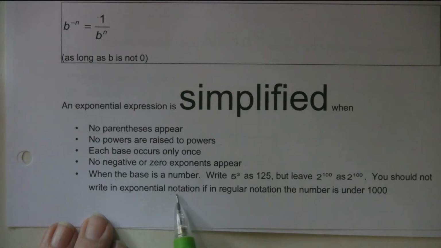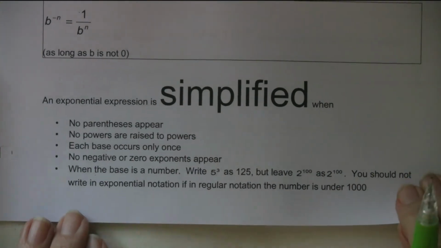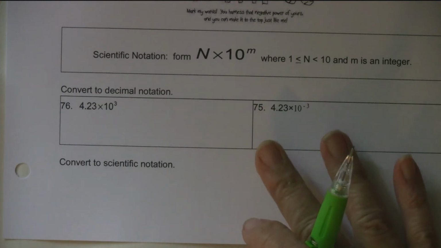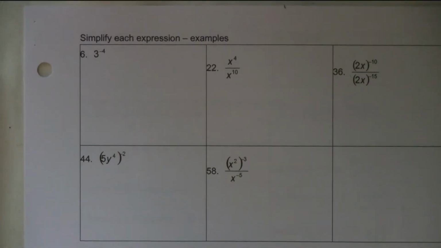You write in exponential notation if in regular notation the number is under 1,000, right? So 125 is under 1,000, so I should write it in regular notation. Okay, so we're going to try some of these.